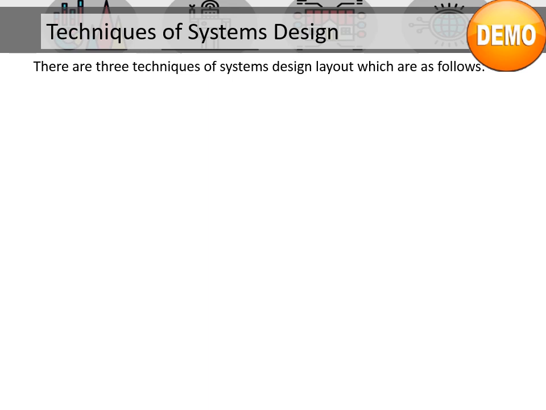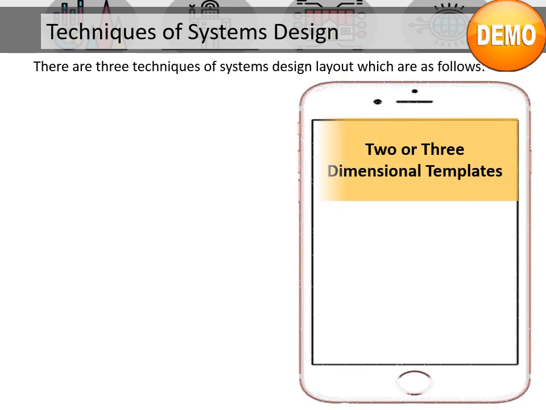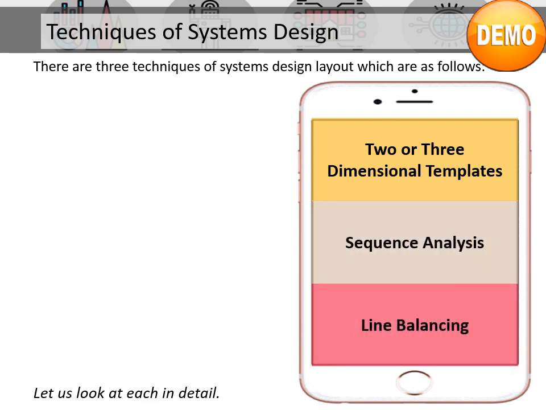There are 3 techniques of systems design layout, which are as follows: 2 or 3-dimensional templates, sequence analysis, line balancing. Let's look at each one of them in detail.